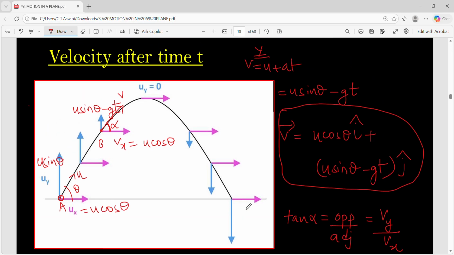So let's see what we have done. You just take v is equals to u plus at for x and y separately. And remember, along x the velocity is not going to change. At any point throughout the projectile journey, along x the velocity is u cos theta only. Because along x acceleration is what? 0, right? That's why.